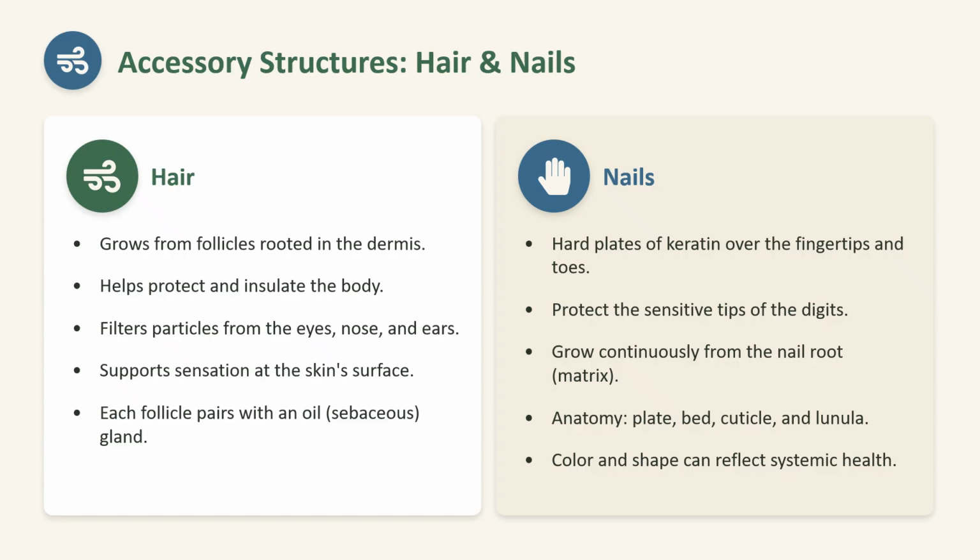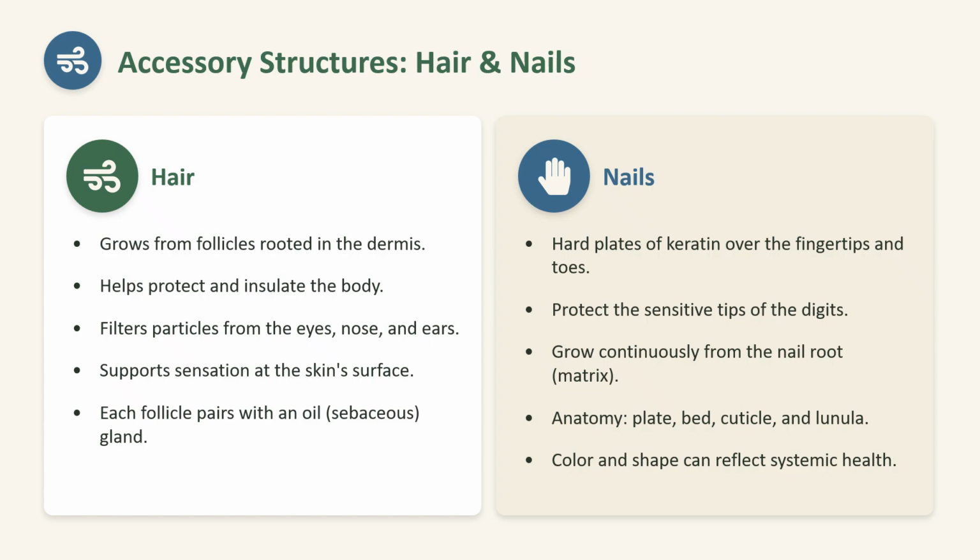The skin's accessory structures grow out of the layers we just covered. First are the hair and nails. Both are made largely of keratin, the same tough protein that hardens the surface of the epidermis. Hair grows from follicles that are rooted down in the dermis.